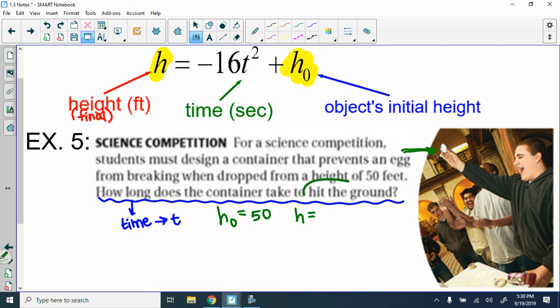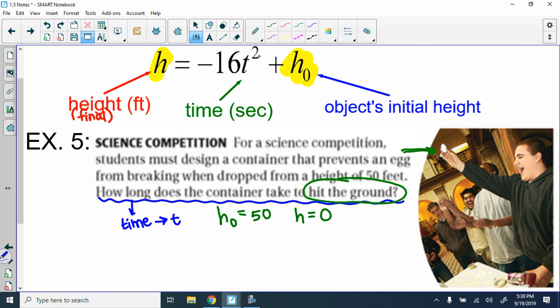It tells us we want to hit the ground. If we want to hit the ground, we are on the ground. So what height above the ground will we be? Hopefully you're thinking 0. Okay, because that's the right answer. If we're hitting the ground, we are 0 feet above the ground.